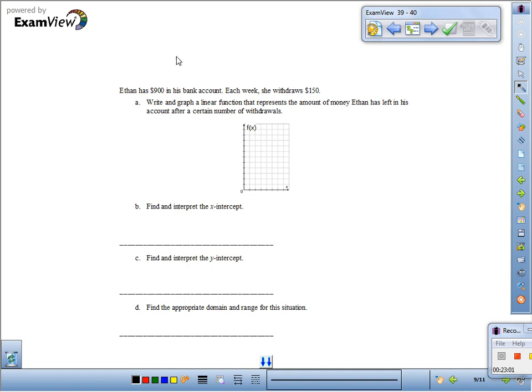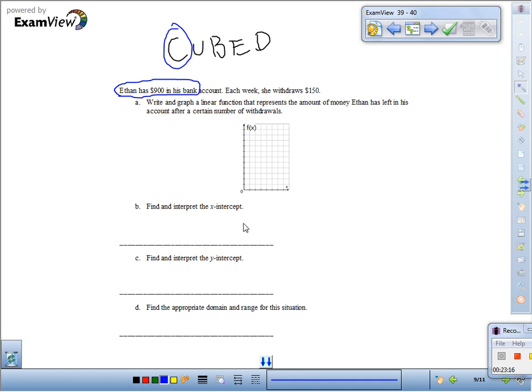All right, so let's cube this. I want you to write cubed on top, and let's circle important numbers. Important numbers given are that Ethan has 900 in his bank account. That's from the beginning, that's how much he has. What other information is important? That he withdraws 150. He withdraws 150. All right. Underlying the question, or what they want us to do, they want us to write and graph a linear function that represents the amount of money Ethan has left in his account.